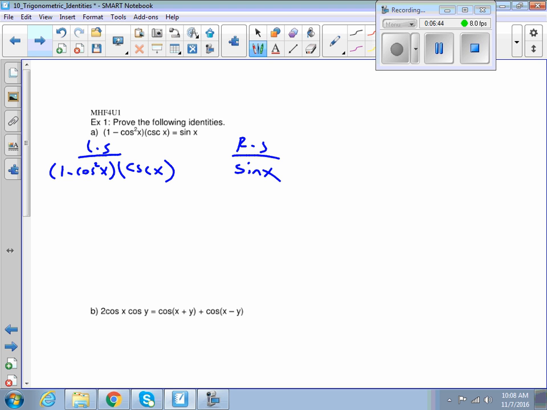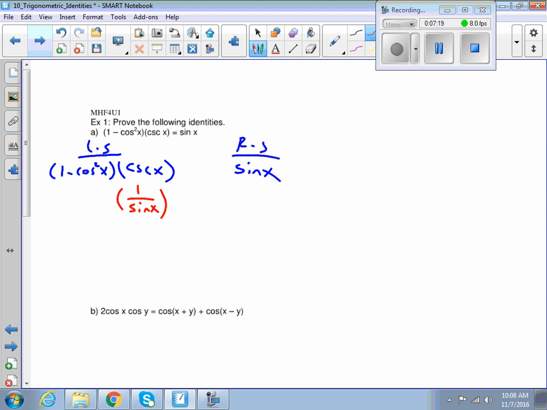That being said, we need to pick the side that is more complex and work with that. So which side is more complex? The left hand side. The right hand side, sine x, there is nothing I can do with it. Sine x is as simple as it gets. So I need to work on the left hand side. What can I do there? Well, cosecant x is a reciprocal identity. I can replace that with 1 over sine x.